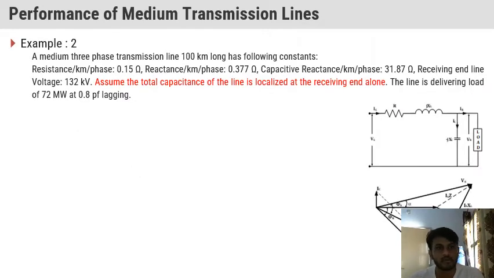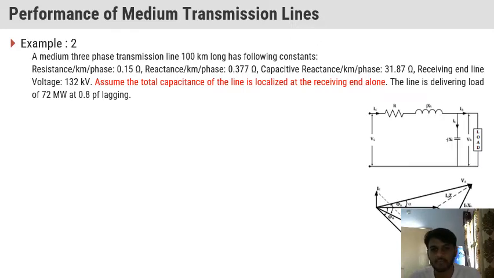So we have example number 2 for a medium transmission line. A medium three-phase transmission line is 100 km long and has the following constants. A resistance of 0.15 ohm, then we have a reactance of 0.3677 ohm, then we have a capacitive reactance per kilometer per phase. All the parameters are per kilometer per phase.